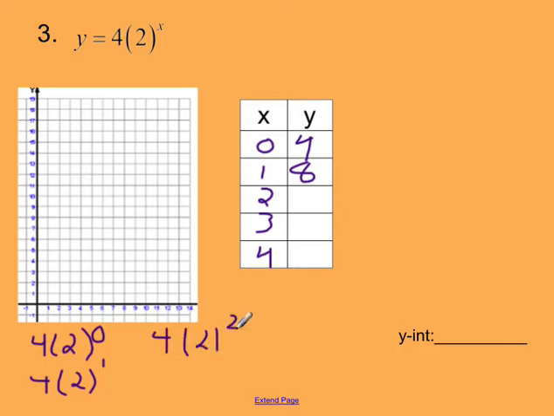Really important thing here is that you simplify this first. Order of operations says you need to deal with the exponents first. So you need to take that 2 to the second power and deal with that first. Well, 2 squared is 4. 4 times 4 is 16.